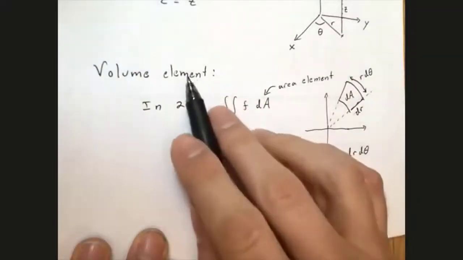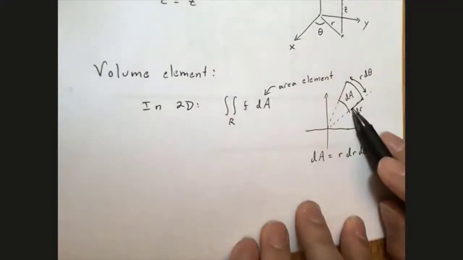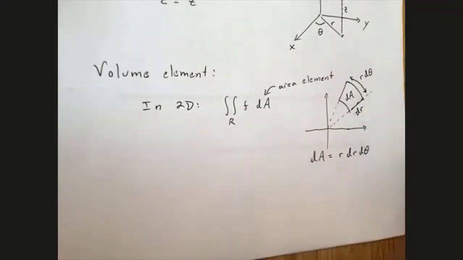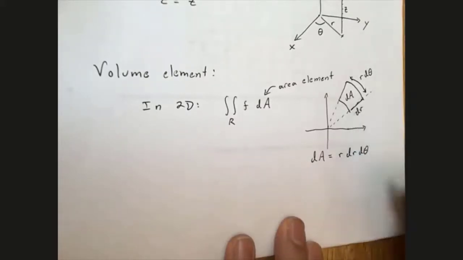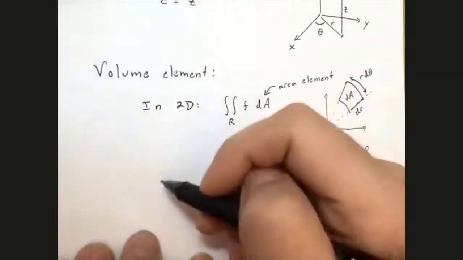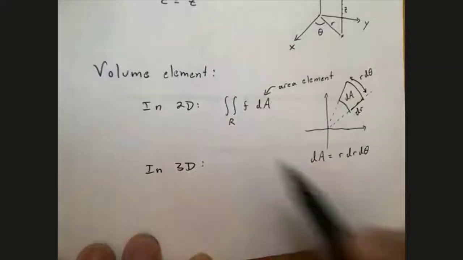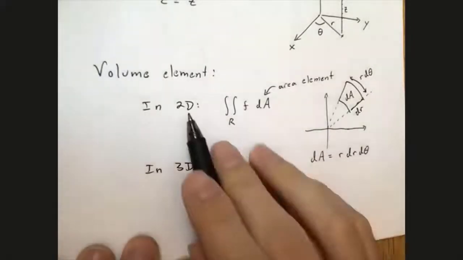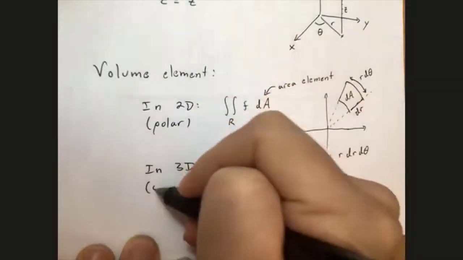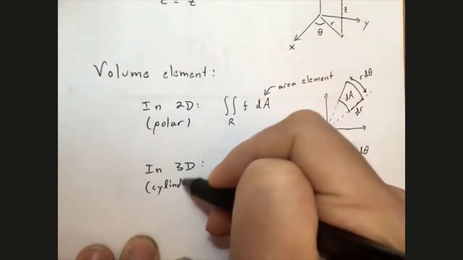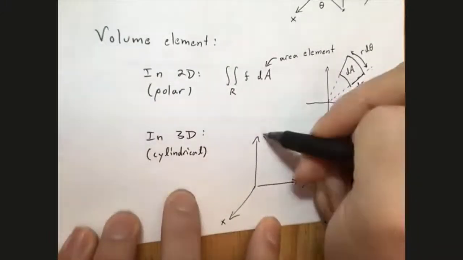So we want to get the volume element for cylindrical coordinates. What are we going to do? Well, we're going to take this picture and we're just going to extend it into the third dimension. We're just going to add a dz to it. So what does that end up looking like? Well, in 3D, for the cylindrical coordinates, this was for the polar coordinates. This was just polar. This will be cylindrical. All right, x, y, z.